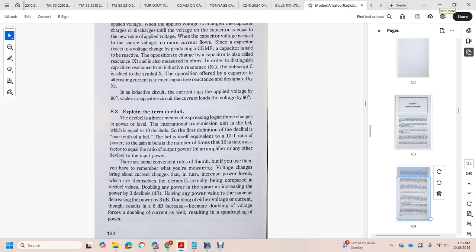The bell is its equivalent in a 10-to-1 ratio of power of the gain. The decibel is the number of bels times 10, taken as a factor equal to the ratio of the output power of the amplifier or device to the input power.